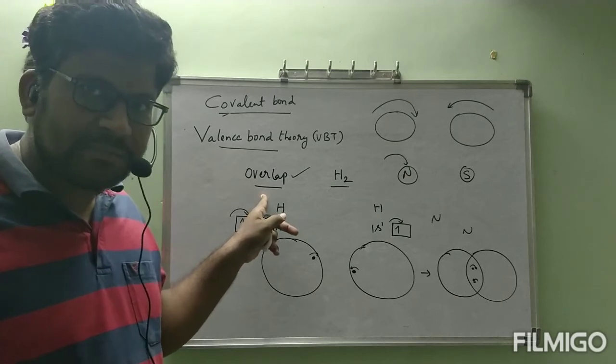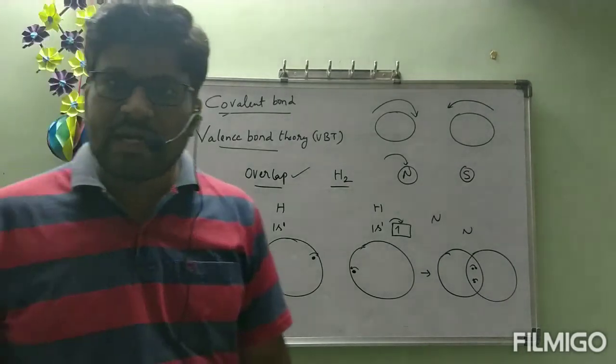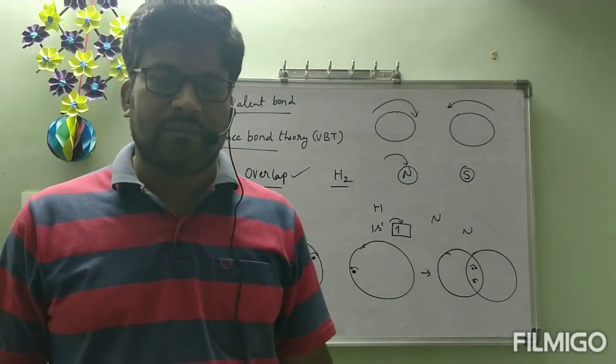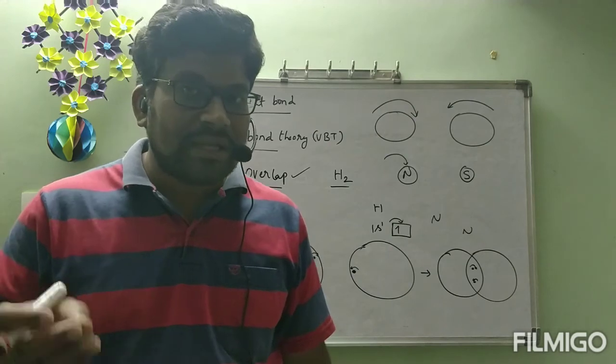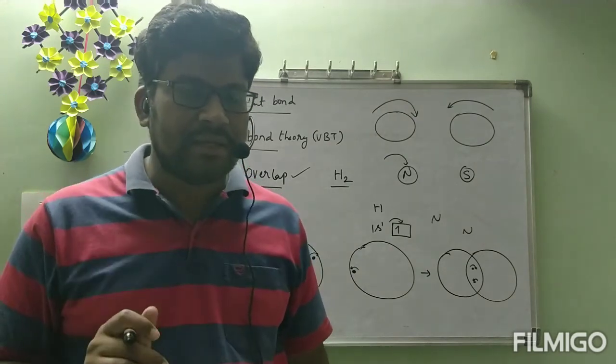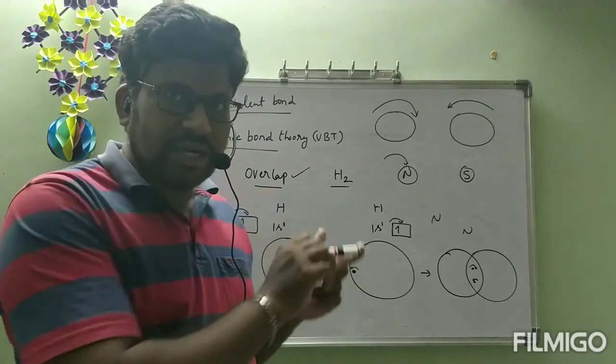Okay, once again I will explain. First, everyone look towards the board. Under this valence bond theory, we started with the first side heading, that is overlap. What is that overlap? Simple only. The combination of two atomic orbitals is called overlapping. But the concept behind that I want to explain. That is what happens here.